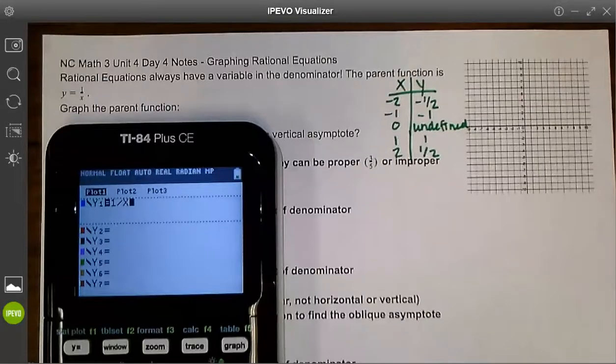Math 3, Unit 4, Graphing Rational Equations. Okay, so rational equation, rational comes from ratio. Ratio means fraction. It means you have a variable in the denominator of your fraction. So we're going to start with graphing the parent function.